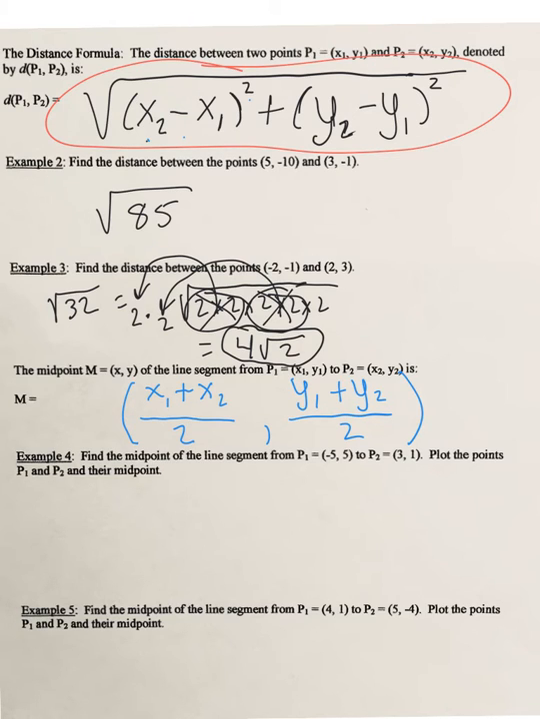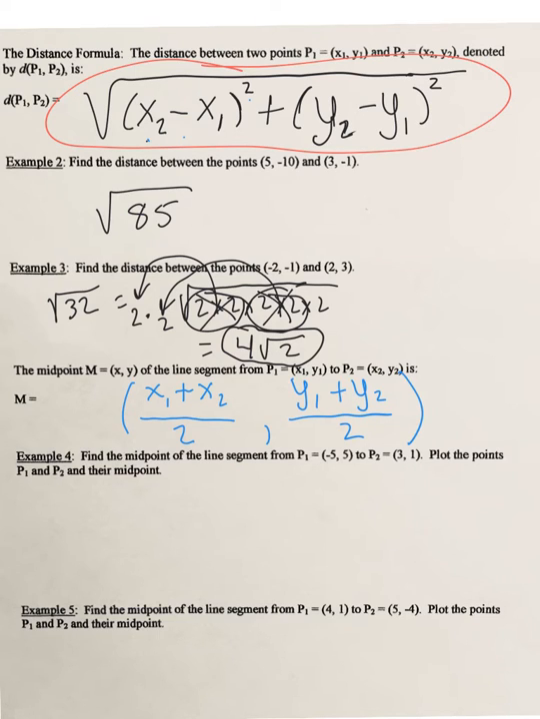Looking at this formula in action, and by the way, notice you do not subtract at all, nor do you take square roots at all with this formula. So example 4 says to find the midpoint of the line segment from point 1, which is negative 5, 5, to point 2, which is 3, 1. Plot the points P1 and P2 and their midpoint. So it is literally the middle point, the halfway point you're finding. They're giving you 2 endpoints, and if you were to draw a straight line segment, we're trying to figure out what is the middle point here.